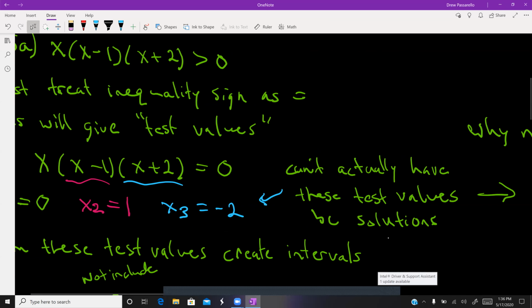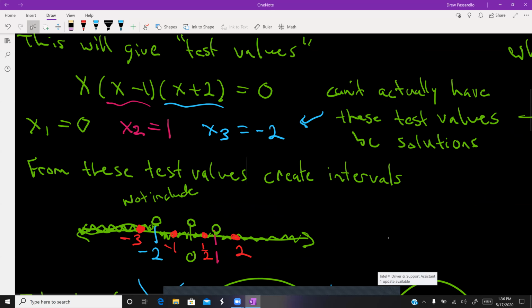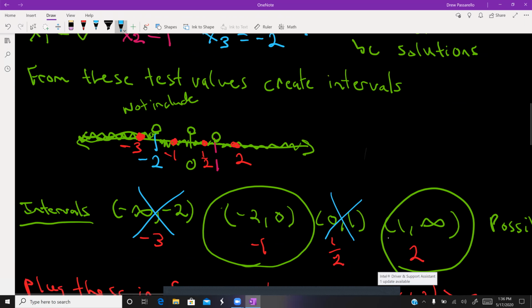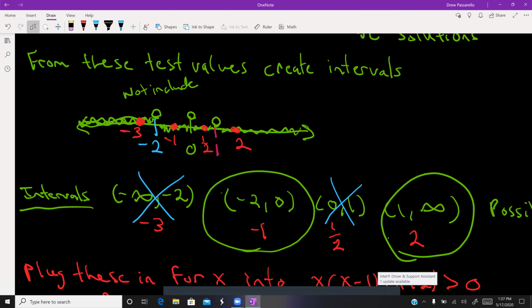All right, so from these test values, draw a number line. This isn't necessary to do; you just need to form the intervals. From forming the intervals from the number line, the possibilities were -infinity to -2, -2 to 0, 0 to 1, and then 1 to positive infinity.